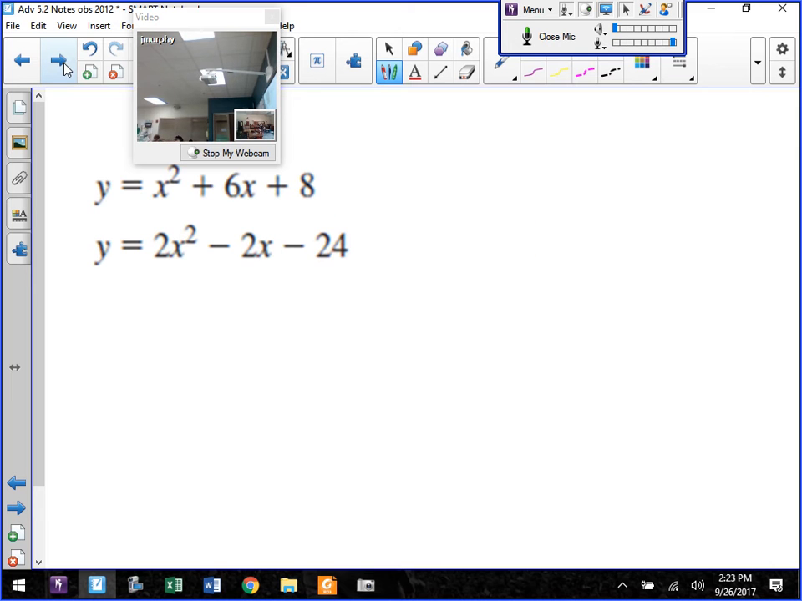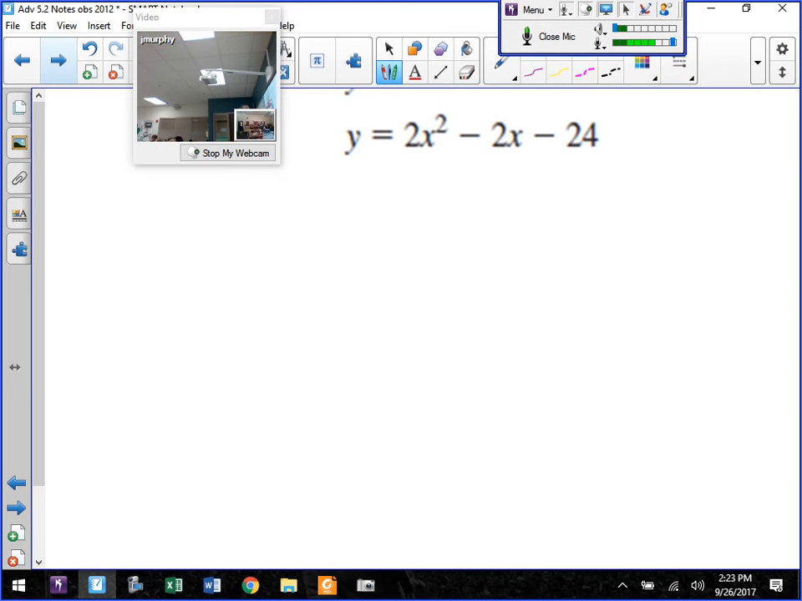Oh, we did that one. All right. What about that? 2x squared minus 2x minus 24. Correct. Because your first rule of factoring is to have what? Your first rule of factoring always starts with a G and ends in a CF.